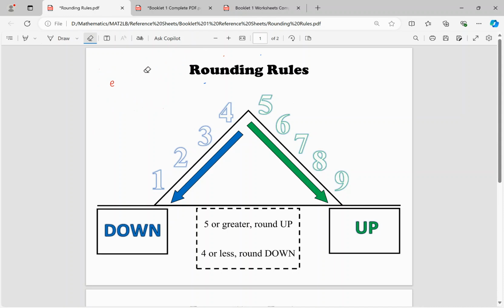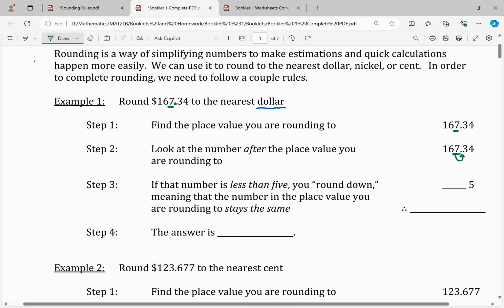Using our cheat sheet, we know that the number 3 is right over here, telling us to round down. So, since 3 is less than 5, that's what these symbols here mean, 3 is less than 5, that means that you round down.